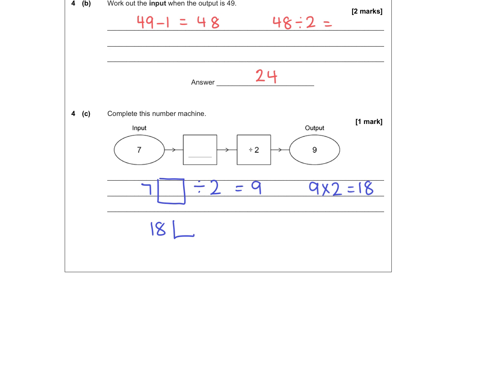18, and then something makes 7. So that's going to be take away 11. Oh yes, that's going to be take away, but then we have to do the opposite of that, which is going to be plus 11. All right, let's double check. So we start with 7, we add 11, and that gives us 18, and then 18 divided by 2 gives us 9. Yes, that is exactly what we're looking for.